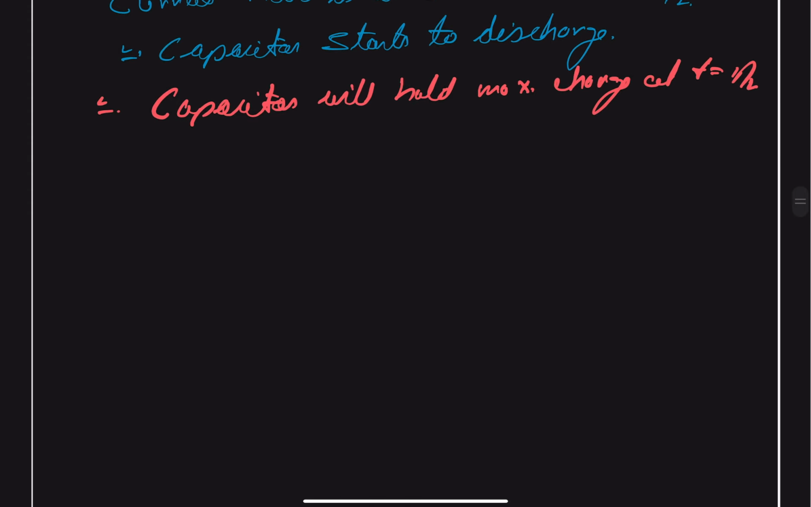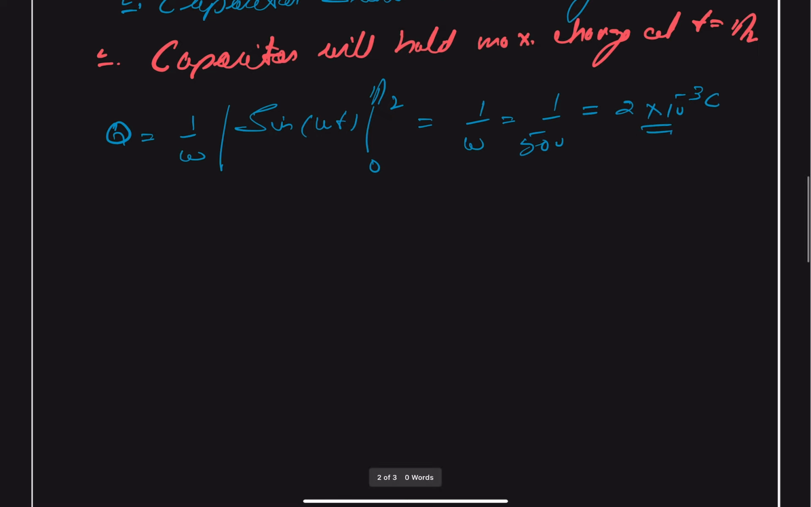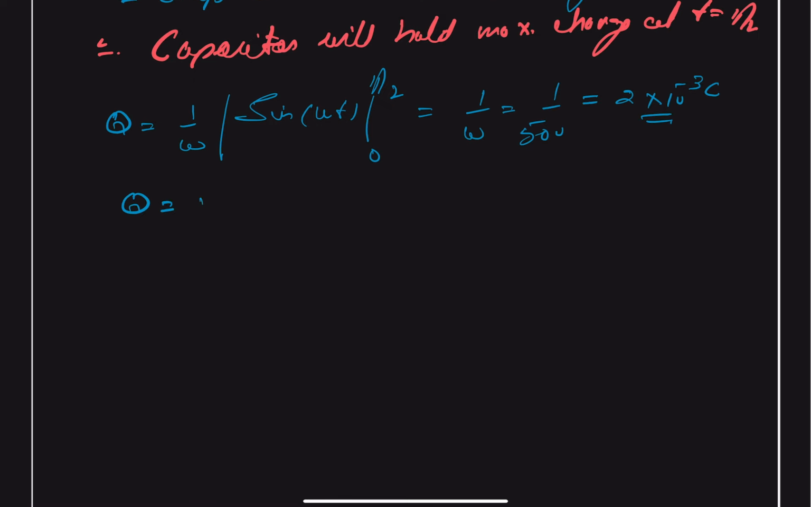Therefore we can say that our q will be equal to 1 upon omega sine of omega t, from 0 to pi by 2, and this will be equal to 1 upon omega, which comes upon 1 upon 500, and this will be our 2 into 10 to the power minus 3 coulombs. So this q is our maximum charge, and the value of maximum charge is 2 into 10 to the power minus 3 coulombs.